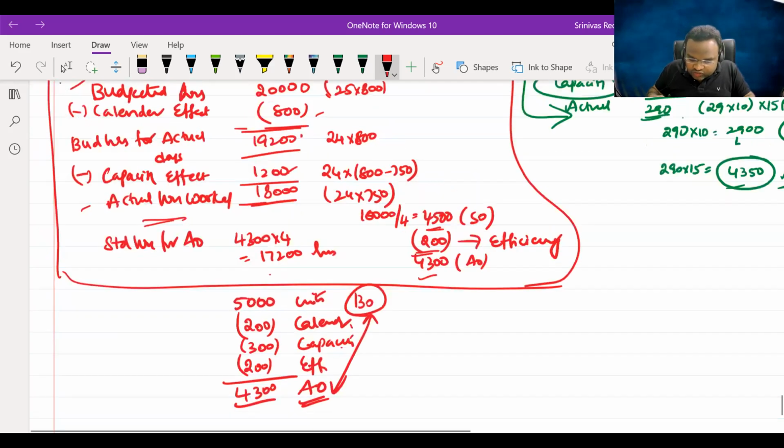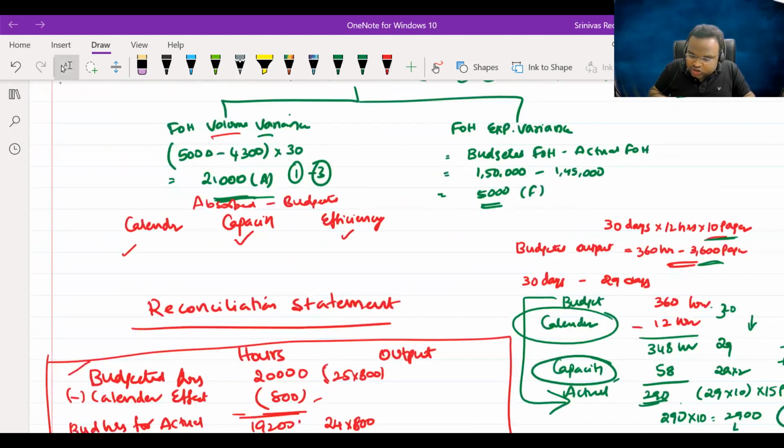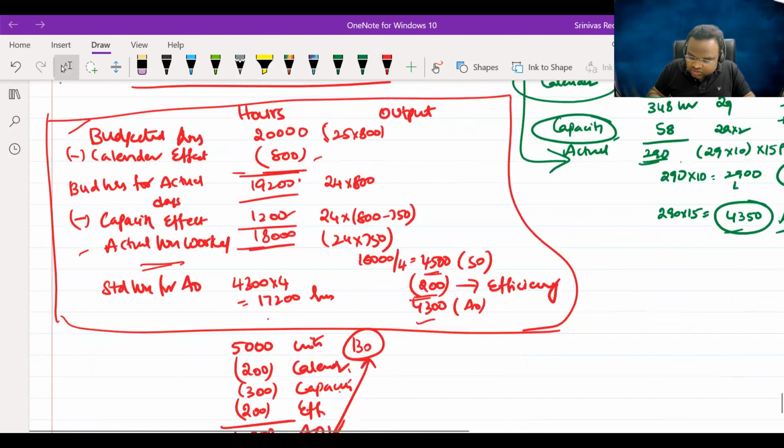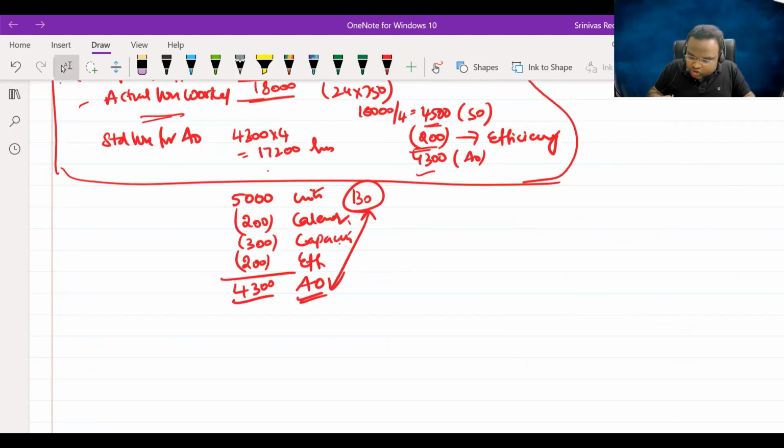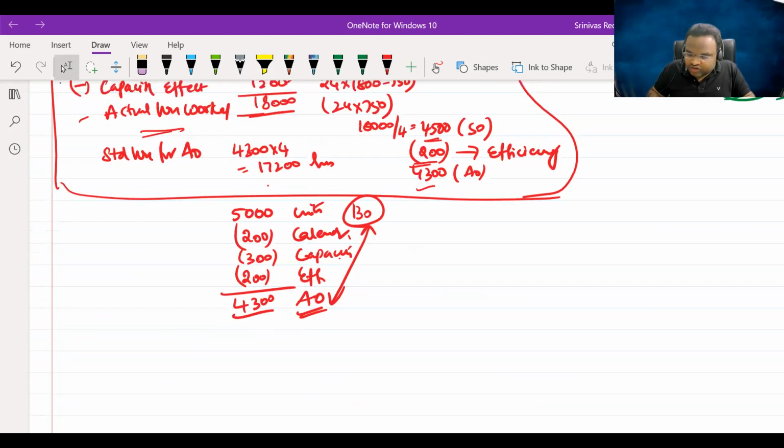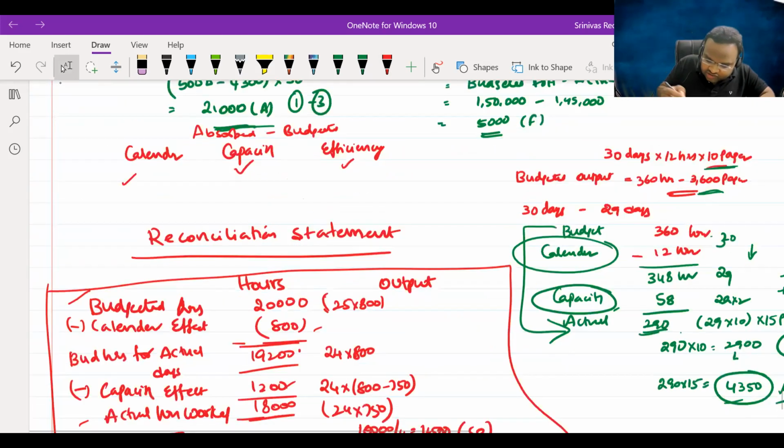What is the formula for volume variance? Absorption is based on actual output. Budget is based on budget output. Both are multiplied by the same recovery rate, that is the standard recovery rate. So from budget output to actual output, the reasons could be calendar, capacity, efficiency. Now let me work out what is the calendar variance.